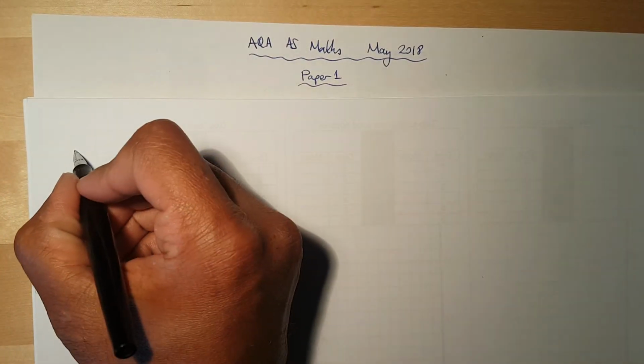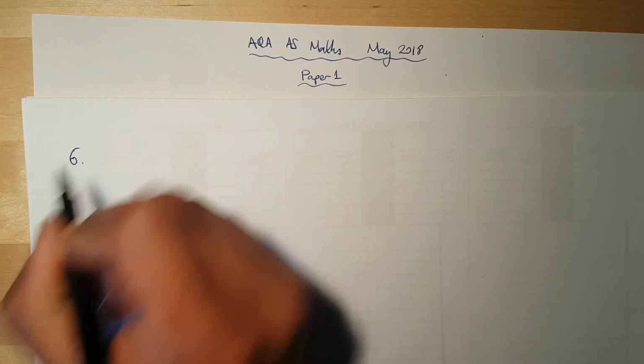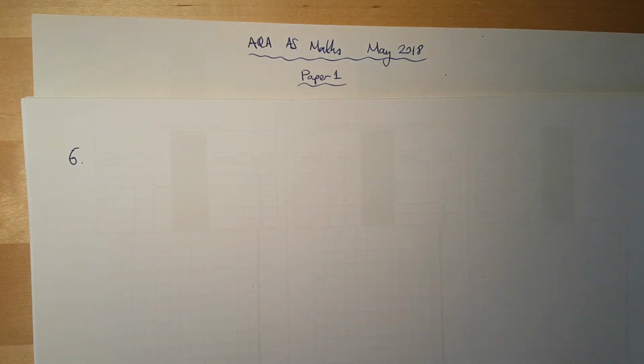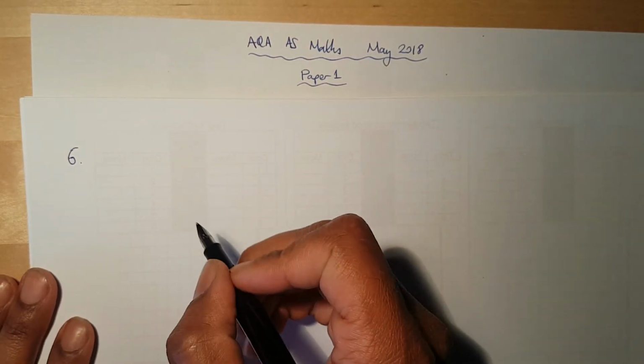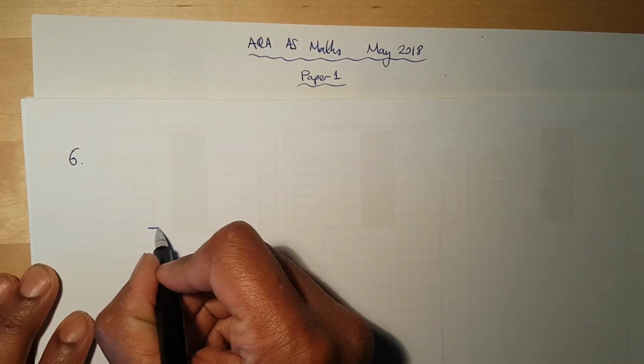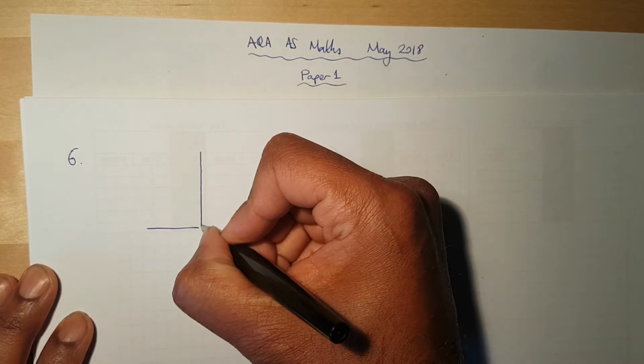It's the AQA AS Maths papers from May 2018. We're on paper 1 and we're looking at question 6, which involves a triangle. When I read this question, I was completely confused as to what on earth they were asking, but it became a little clearer. So, we're told we have a right angle triangle that looks something like this.